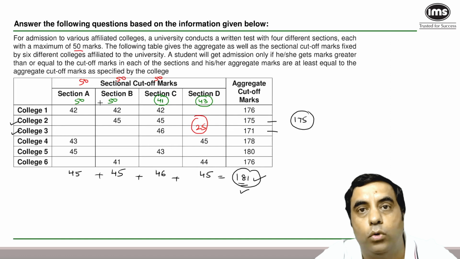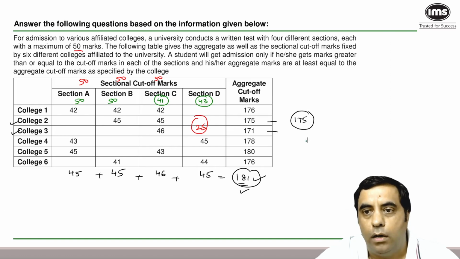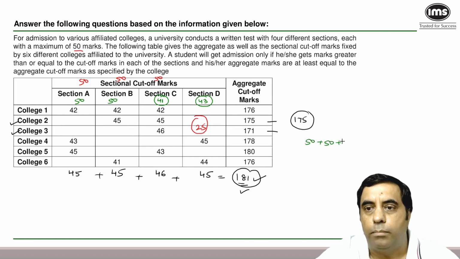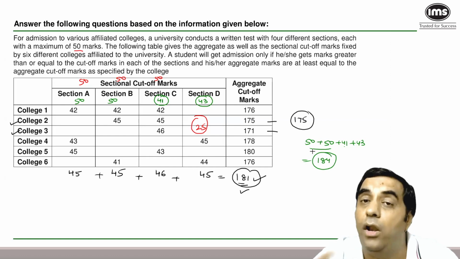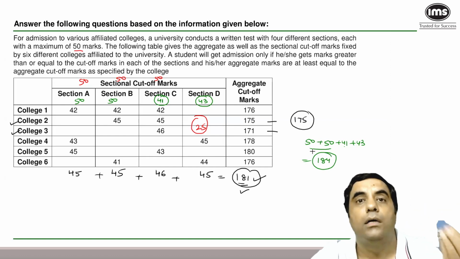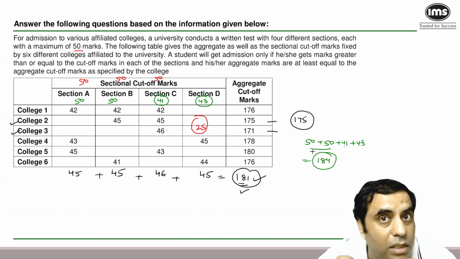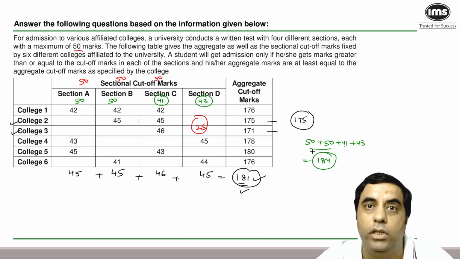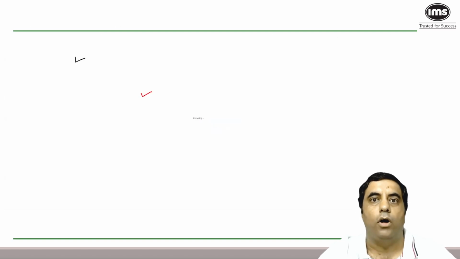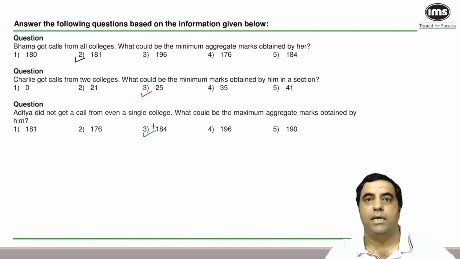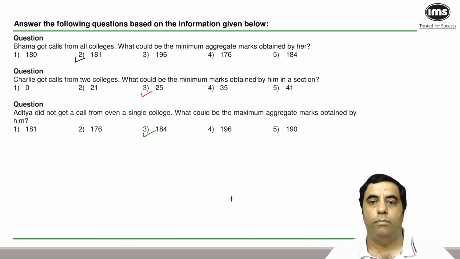So if you add all the scores that Aditya got, it is 50 plus 50 plus 41 plus 43: 100 plus 41 is 141, plus 43 is 184. So he gets a score of 184, which is actually more than the aggregate cutoff for all colleges, but he is still not able to get a call. Why? Because he is not able to clear the sectional cutoffs. We put a barrier on sections C and D, which makes him ineligible for all the colleges, and thereby even if he gets this 184, he will still not be considered for any of the colleges.